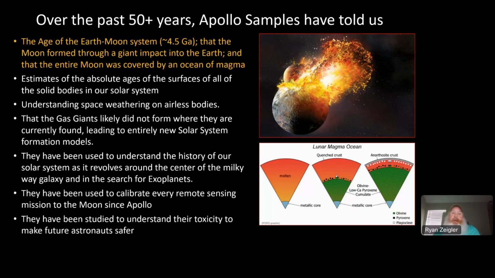And since the moon came from the Earth, it taught us about the Earth-Moon system. So how did the moon form? Giant impact origin, magma ocean on the moon, things like that. A better understanding of the geology of a planet that's not the Earth. The place that we know the most about is the moon.